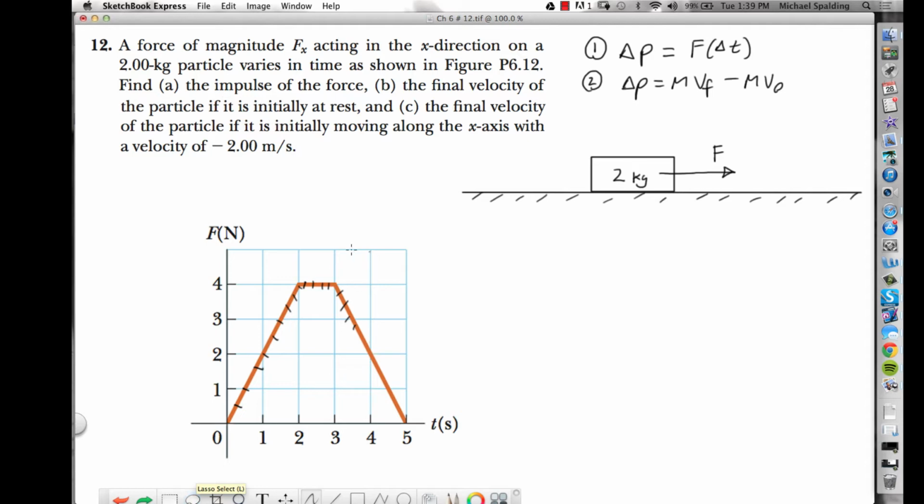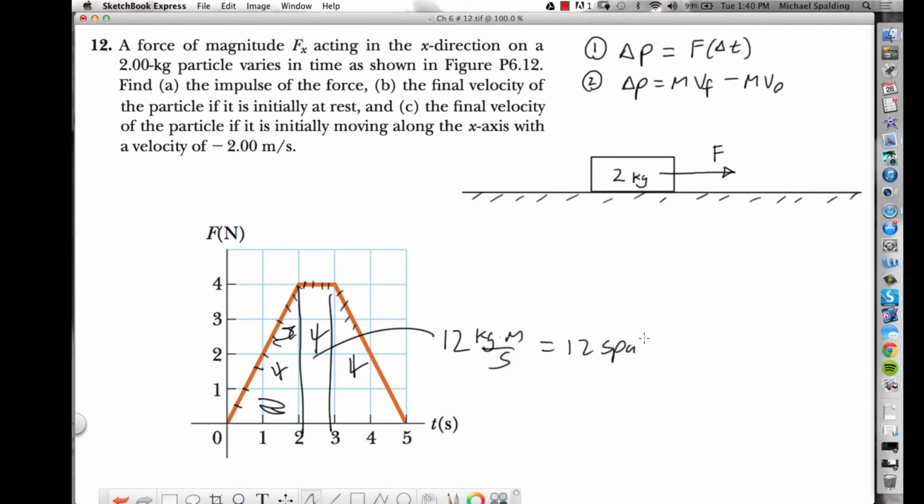So what you've got to do is break it into 3 areas. This first area right here is 4. This middle area, 4. This final area, 4. So what's the total area under the graph? 12. And the unit for that is kilogram meter per second, which you could call a spaldo. So 12 spaldos. That's the impulse, the change of momentum.